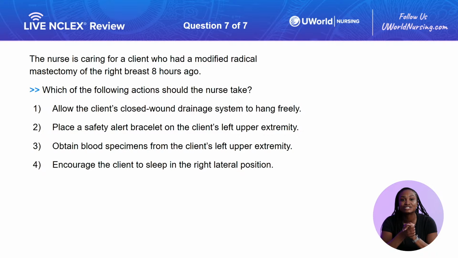Question number 7 says, the nurse is caring for a client who had a modified radical mastectomy of the right breast 8 hours ago. These people are fresh from the OR and the cath lab. Which of the following actions should the nurse take? Option 1, allow the client's closed wound drainage system to hang freely. Option 2, place a safety alert bracelet on the client's left upper extremity. Option 3, obtain blood specimens from the client's left upper extremity. Or option 4, encourage the client to sleep in the right lateral position. Which of the following actions should the nurse take?